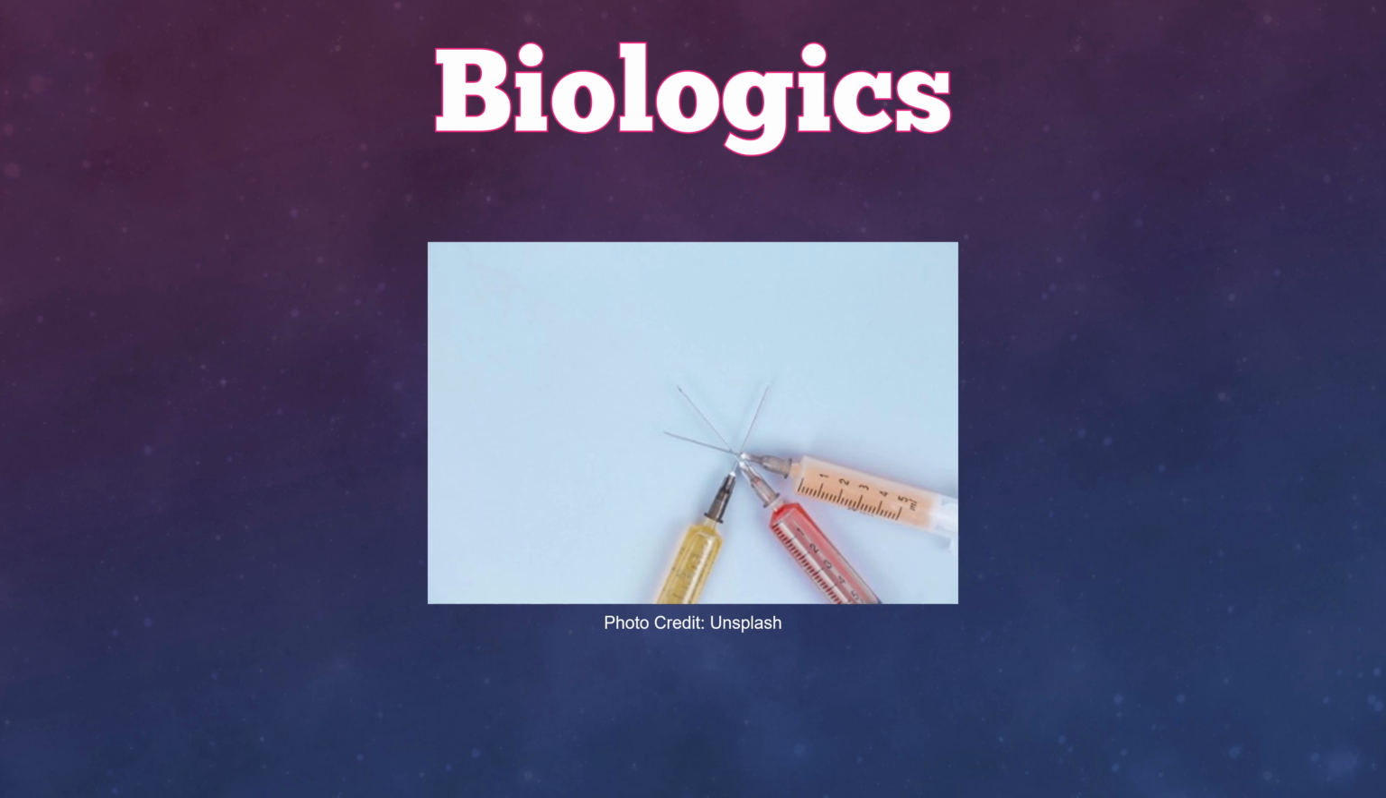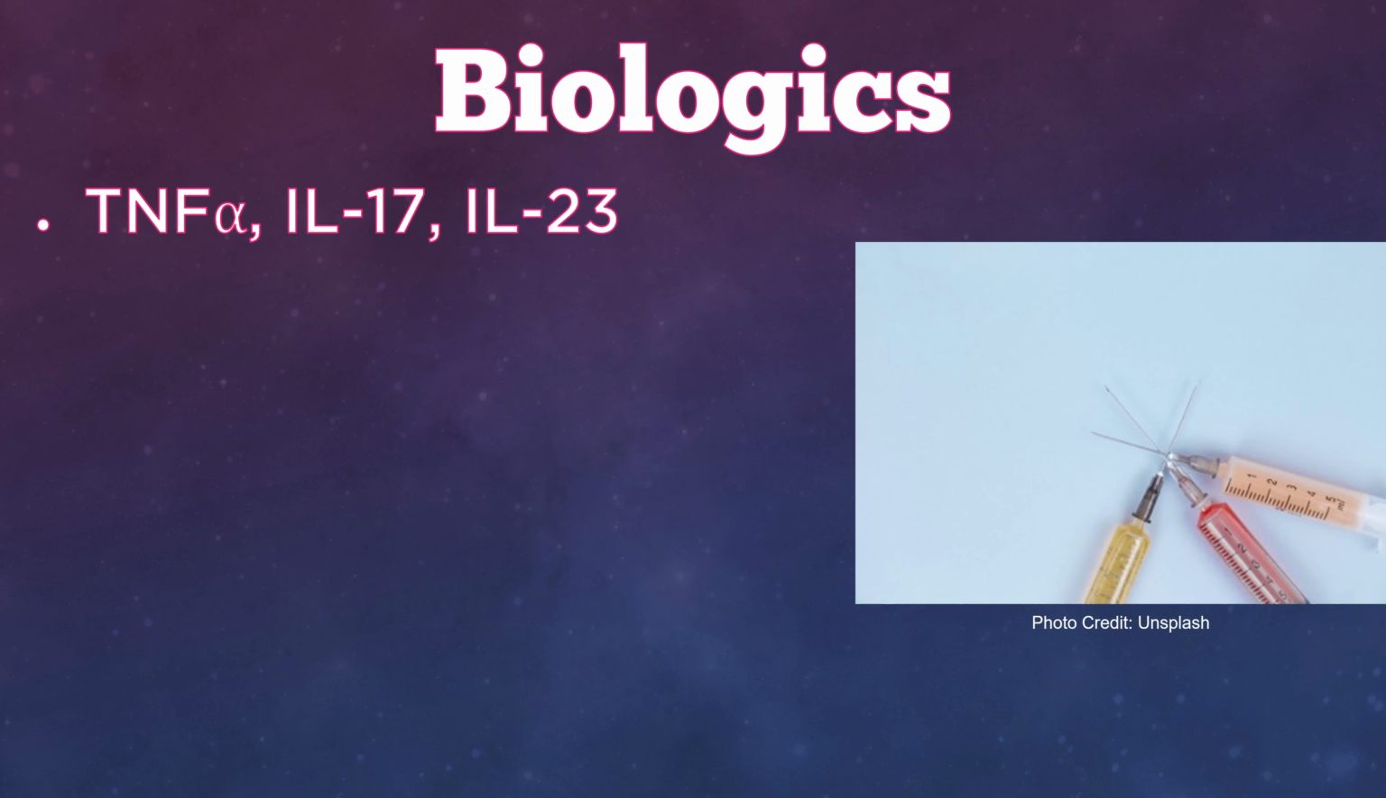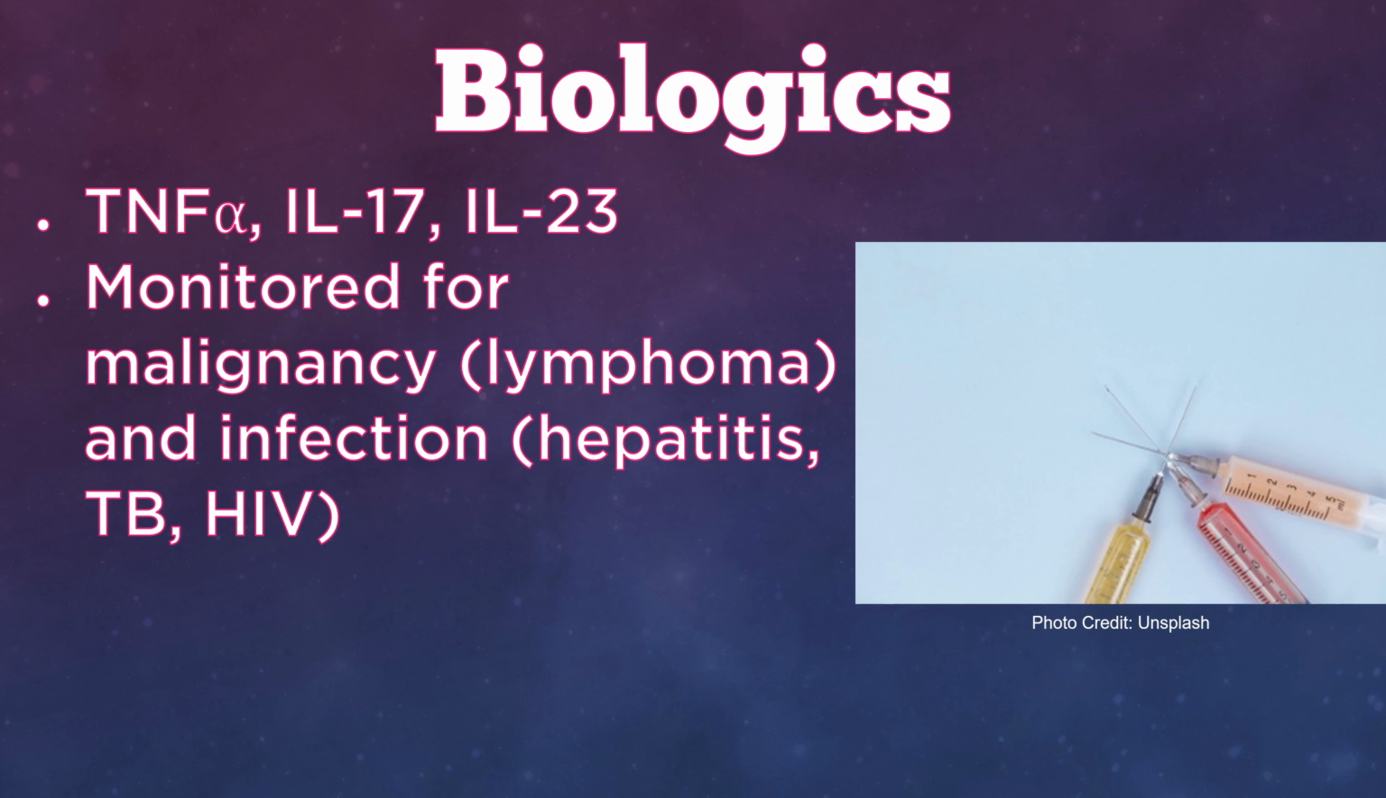For this episode, I'll lump these biologics into 3 main categories based on their mechanism. We have the TNF-alpha inhibitors, the IL-17 inhibitors, and those affecting IL-23. Since all of these biologics inhibit the immune system in some way, patients are screened and monitored for malignancies such as lymphoma and infections such as hepatitis and tuberculosis, along with HIV if it is suspected. So let's jump into each category and we'll highlight some unique side effects and associations for each as we go.